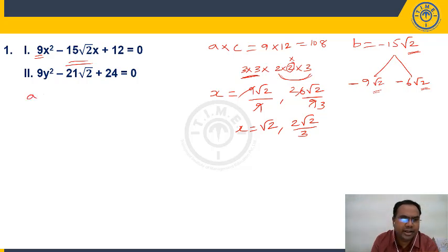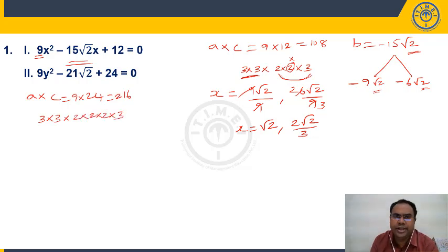Look at this second equation. A into C is 9 into 24, 216. But let us keep it as 9 into 24. 9 can be written as 3 into 3. 24 can be written as 2 into 2 into 2 into 3. So 8 into 3 is 24. 8 can be written as 2 into 2 into 3. So what is my B value? B value is minus 21 root 2.